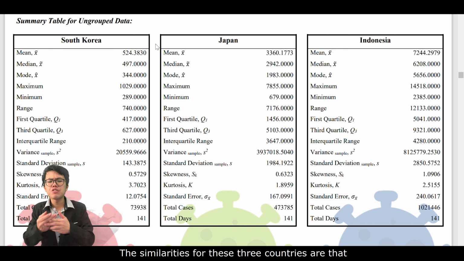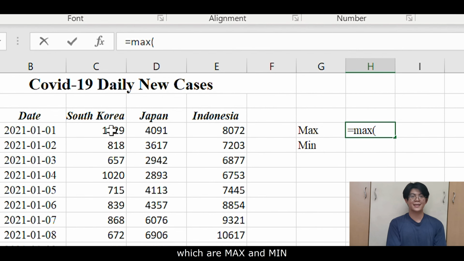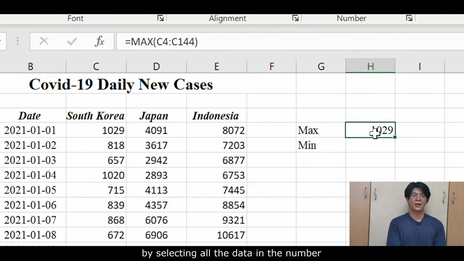Besides, our number of classes is 9, and the maximum value and minimum value are calculated by using the Excel formulas, which are max and min, by selecting all the data in the number of daily cases.